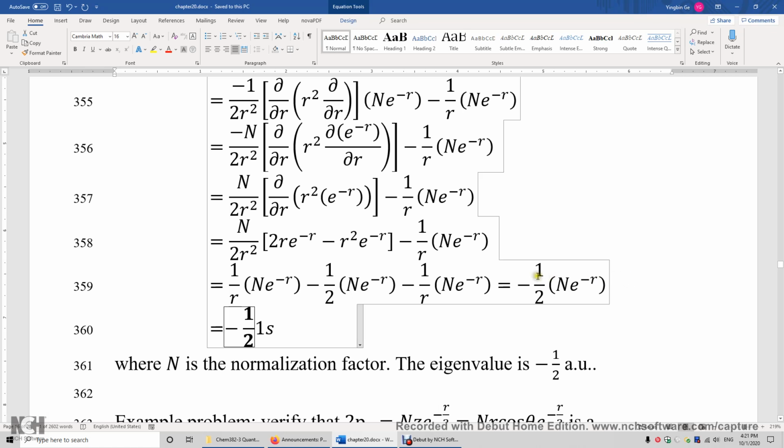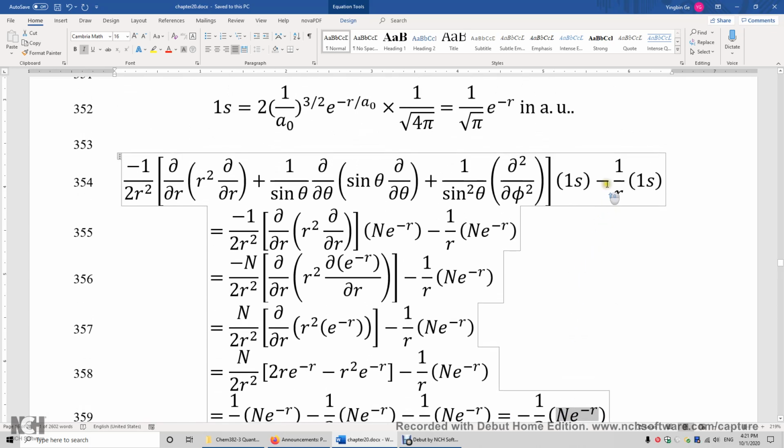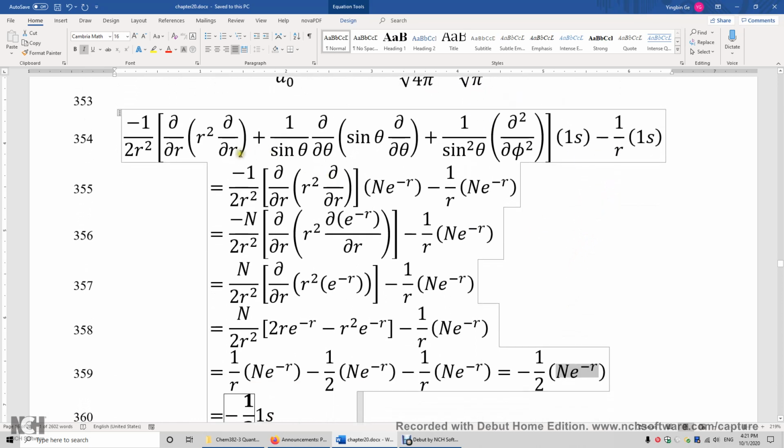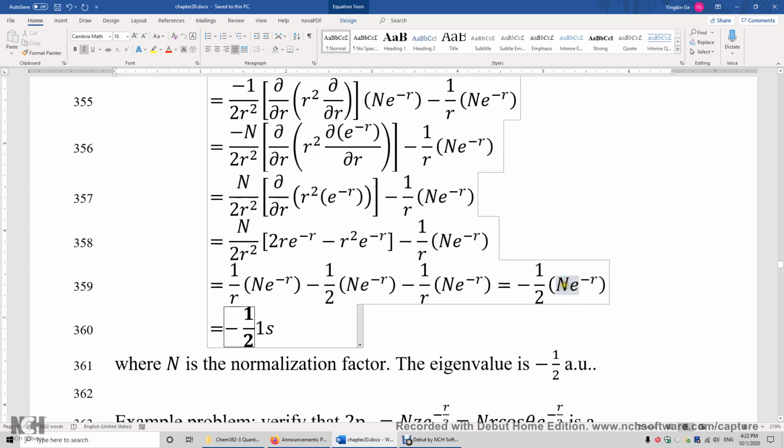In the end, you will get this as the result. Over here, this is the 1s wave function, and N is the normalization factor. In this case, I think N is 1 over the square root of pi, but who cares? You just need to keep N everywhere. N here, N here, N here. So in the end, you have this N. With or without this normalization factor, you will get the same result.